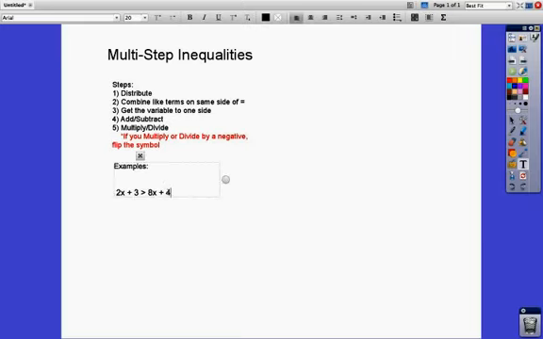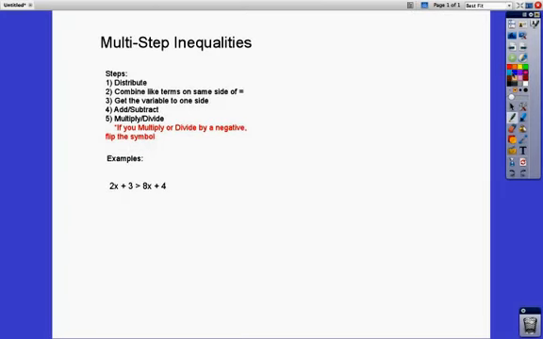So let's see what happens to this problem and if we're going to have to flip the symbol. So first step is to distribute, which we don't have to do. We don't have to combine like terms because these aren't like terms. This doesn't have an x and the 3 doesn't have an x, so those aren't like terms. So what we need to do first is get the variable to one side. And what I would suggest is always to get the variable to the left. All answers on your final are going to have the variable on the left, so you might as well just practice doing that now. To do that, we're going to subtract 8x from both sides.